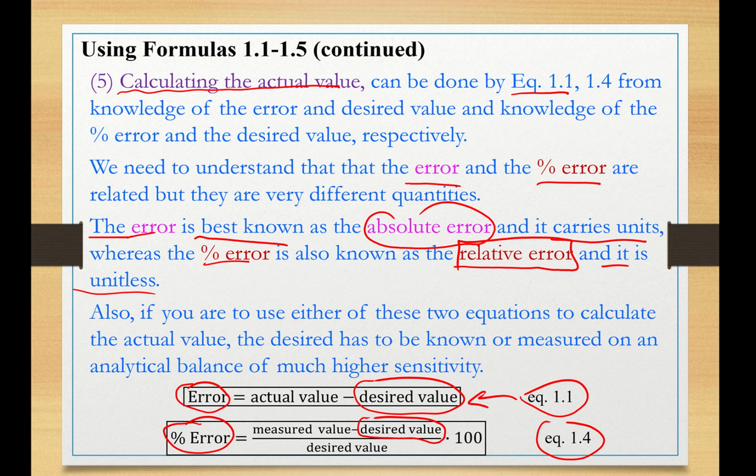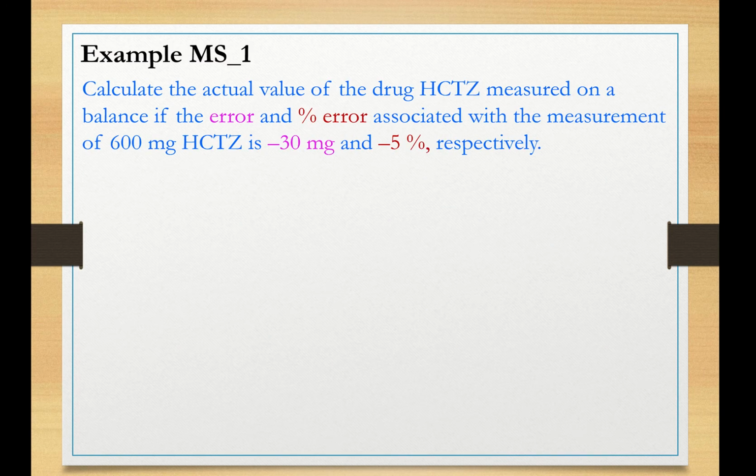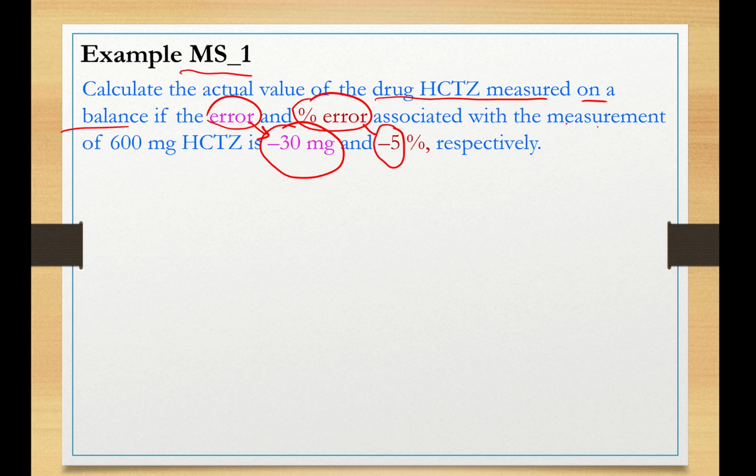Let us solve one example to make sure that we do understand the difference between these two parameters. Here, example MS-1. Calculate the actual value of the drug HCTZ measured on a balance, if the error is minus 30 milligrams. You see that this is the absolute error, it has units. And the percent error associated with the measurement is minus 5. Now, the measurement, the desired value, is 600 milligrams. So we can calculate the actual value using equation 1.1 or 1.4. Let us take a look.